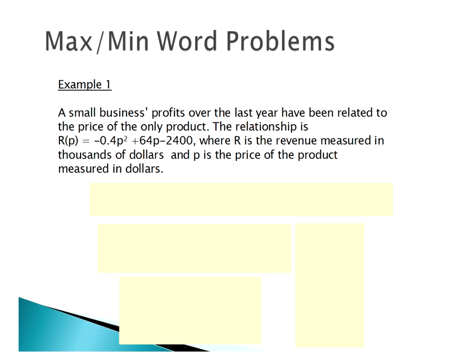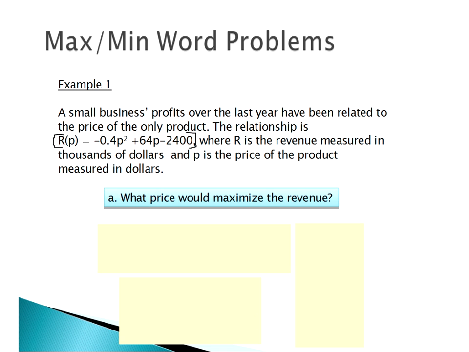So let's take a look at an example where they will end up giving us the equation right here. So small business profits are represented by this function. R is the revenue measured in thousands of dollars, and P is the price of the product measured in dollars. So the first question is, what price would maximize the revenue? So I'm looking for price. My answer is going to be P equals something. The word maximize here is going to tell me that I'm looking for the vertex.